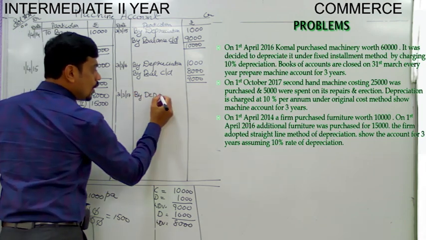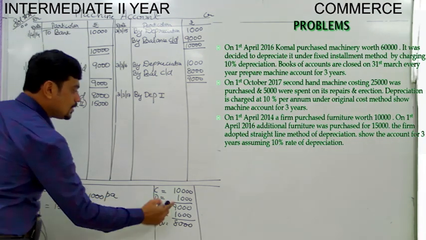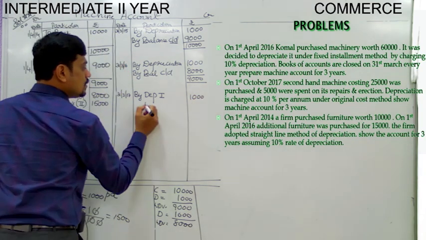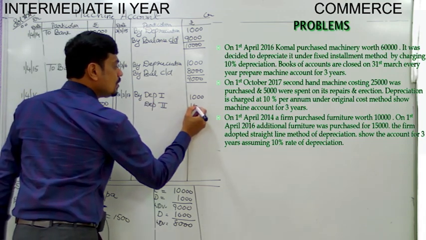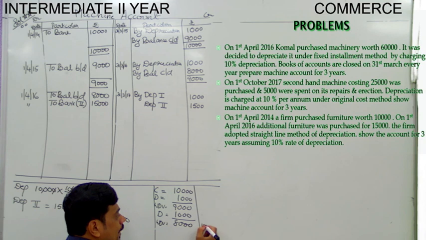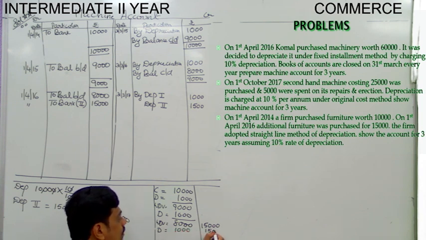Look on the blackboard how I'm writing now. Depreciation on machine 1: how much? 1,000. Then depreciation on machine 2: how much? 1,500. Opposite to 8,000, I am writing 15,000 because this is the new machine. So depreciation here is 1,000, and here 1,500.